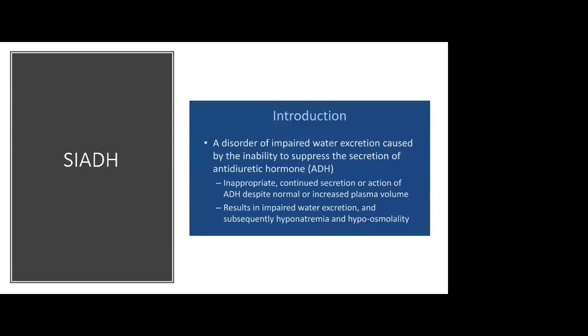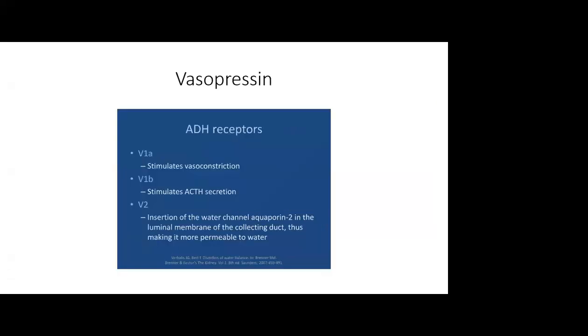So syndrome of inappropriate ADH is a disorder characterized by impaired water excretion caused by an inability to suppress this hormone. Because it's inappropriately secreted despite normal or increased plasma volume, it results in impaired water excretion and subsequently hyponatremia and hypoosmolality.